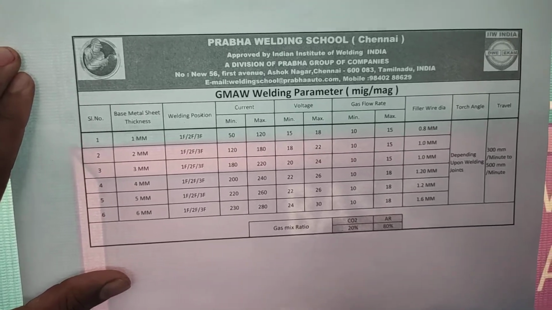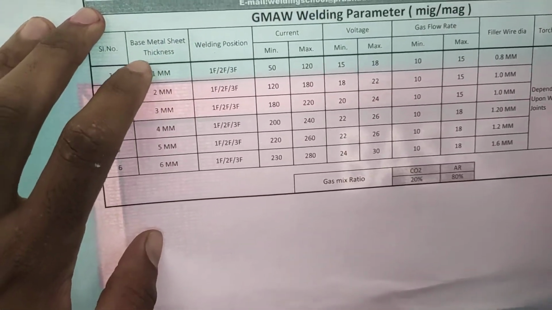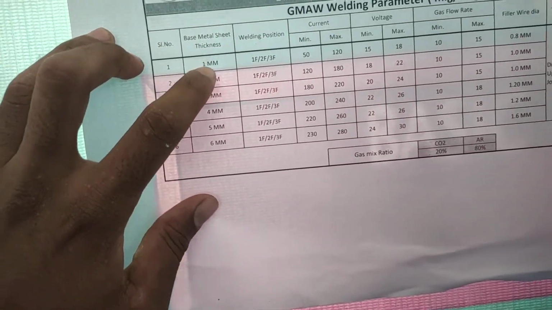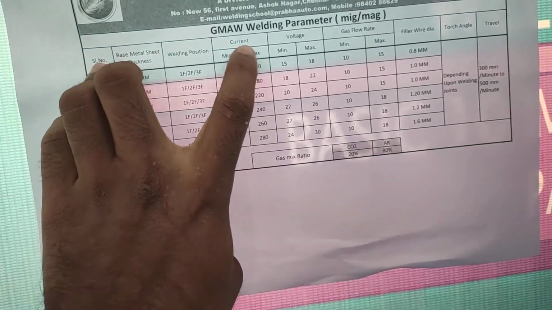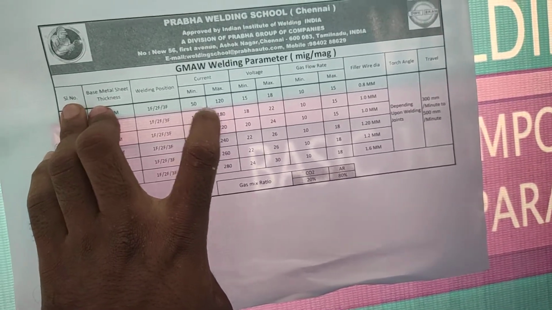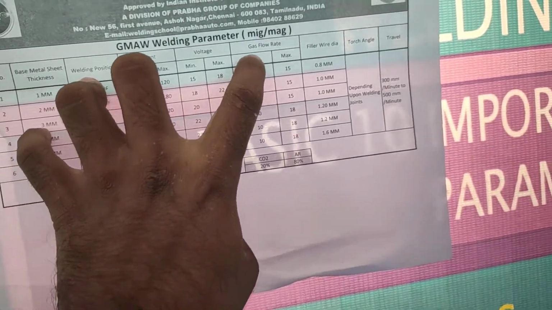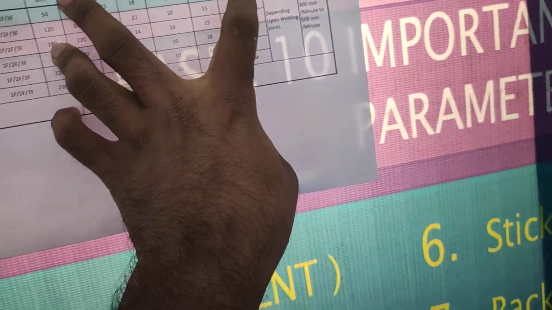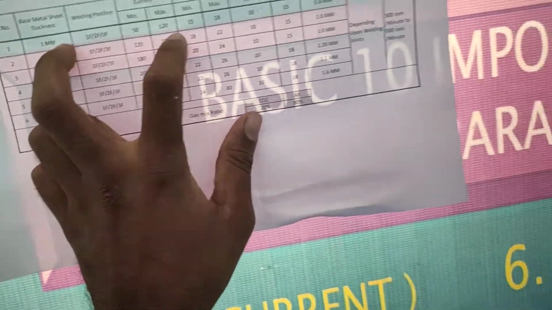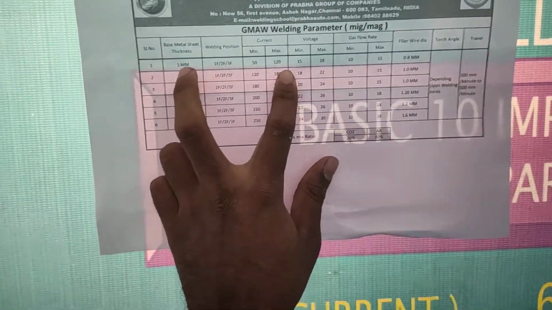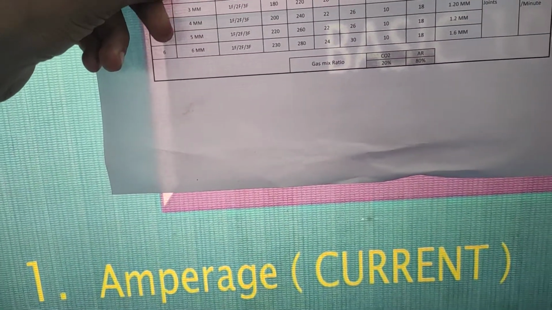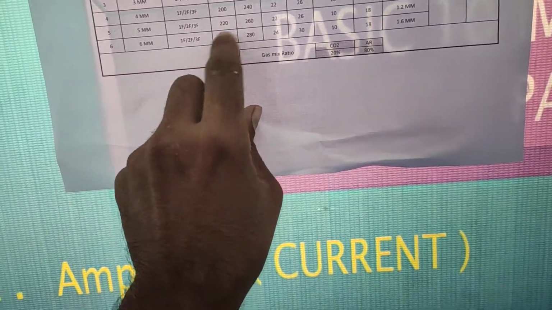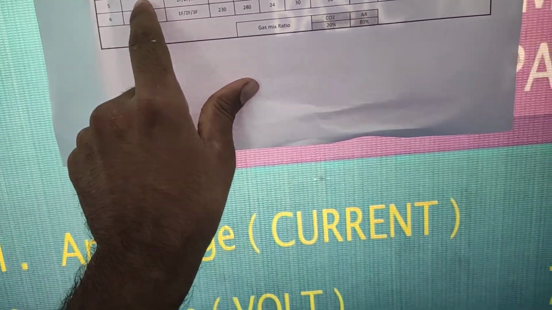Now you see this. This is the base material, carbon steel. This is a carbon steel table. If we use 1 mm plate, the current is 50 to 120 amps, voltage 15 to 18, gas flow rate 10 to 15, filler wire diameter 0.8 mm. For 2 mm, 3 mm, 4 mm plates, the current, voltage and gas flow rate increase depending upon the material thickness.